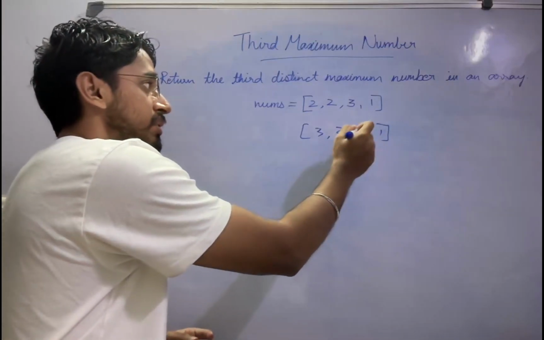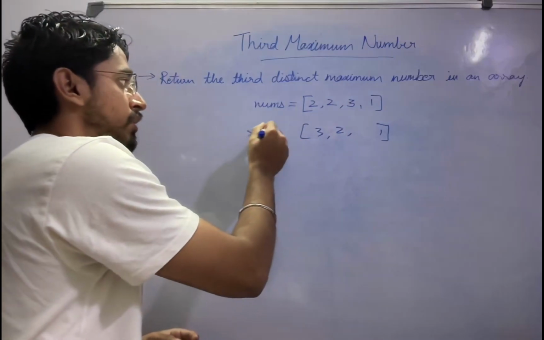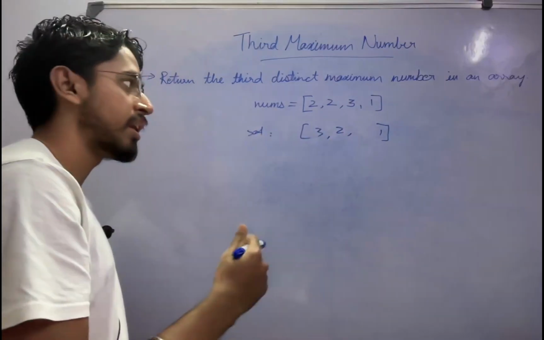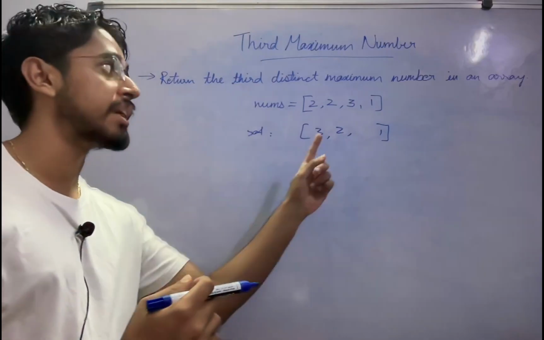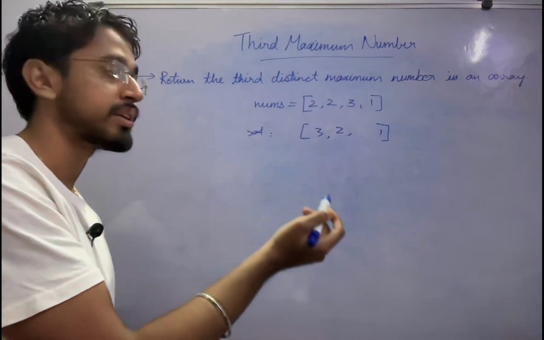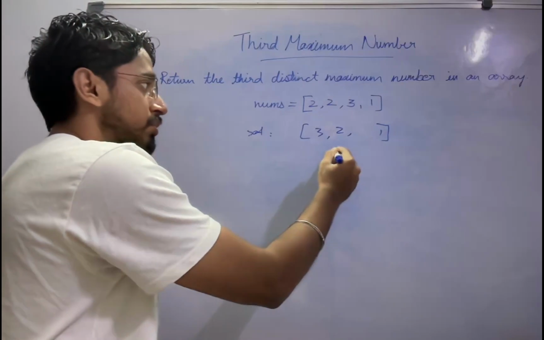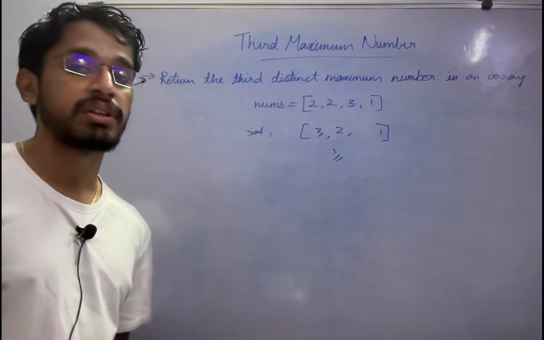Since this is a set, it will store all unique elements, and we just need to return the third element within this given set, or the second index within this array, or the set, whichever you call it. So that is 1. So 1 is the number which we return at the end.